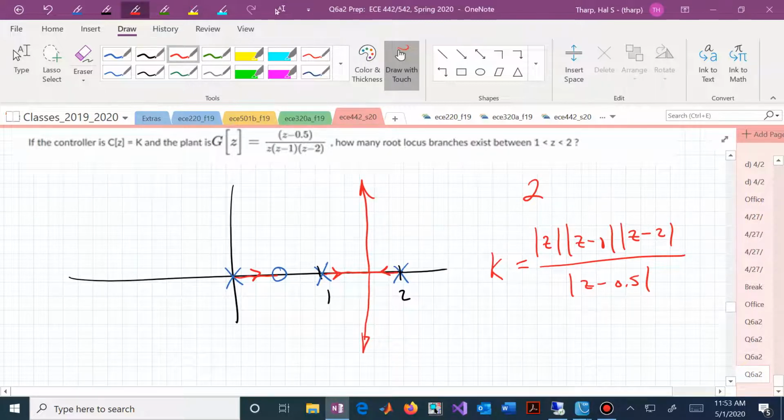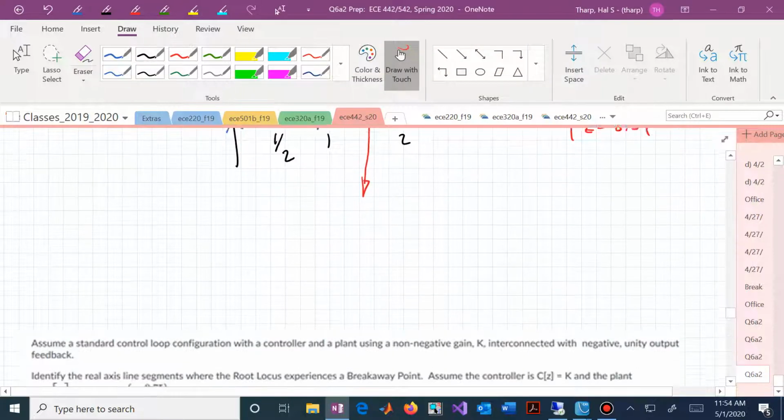They will approach the asymptotes, which is rule 4, but we didn't need that. We just wanted to know how many root locus branches exist between 1 and 2. If I ask you how many root locus branches live between 1/2 and 1, you would say 0. How many branches of the root locus live between 0 and 1/2? That would be an answer of 1.